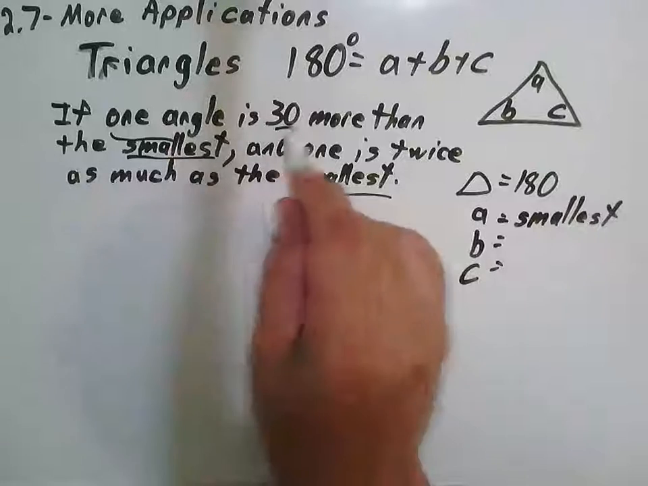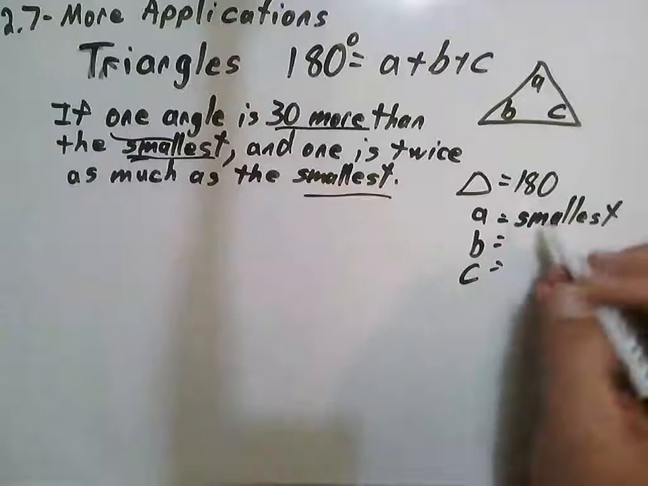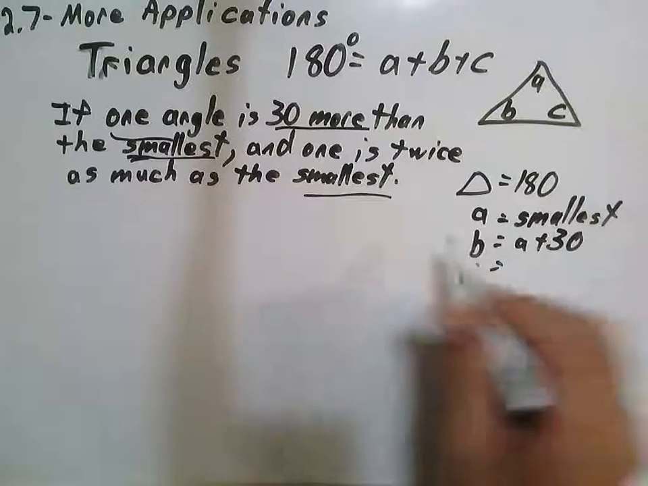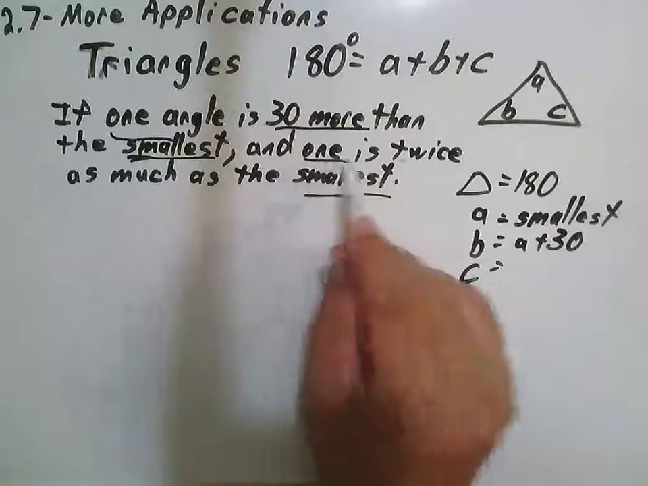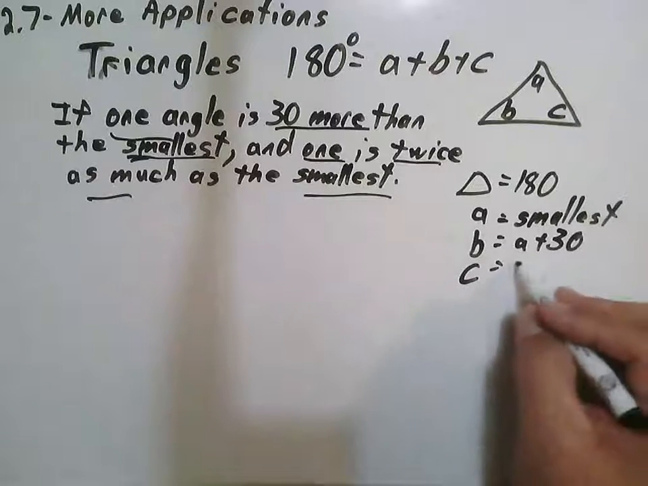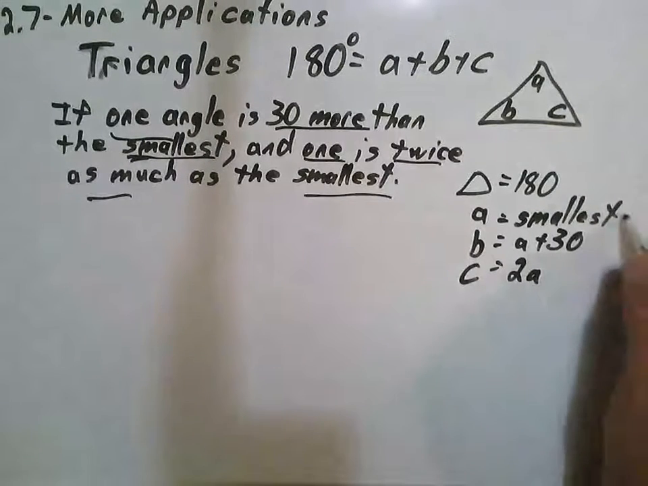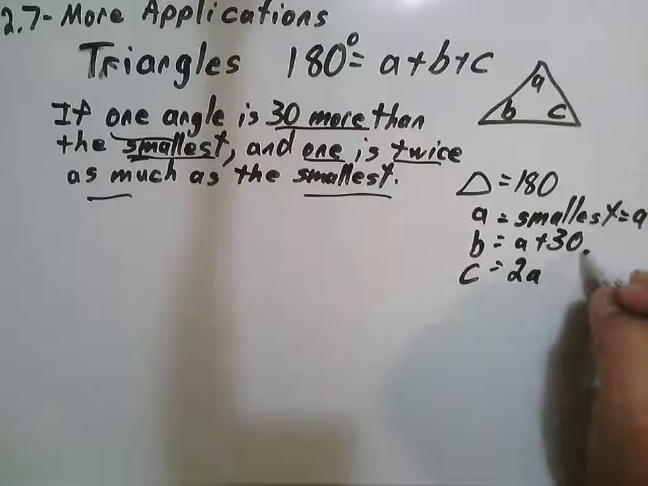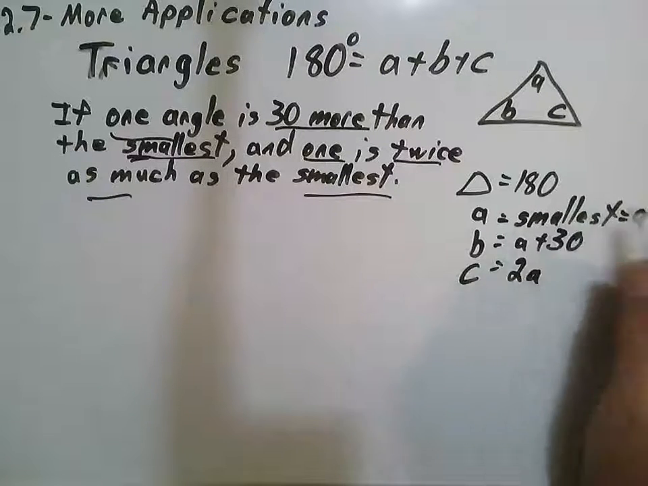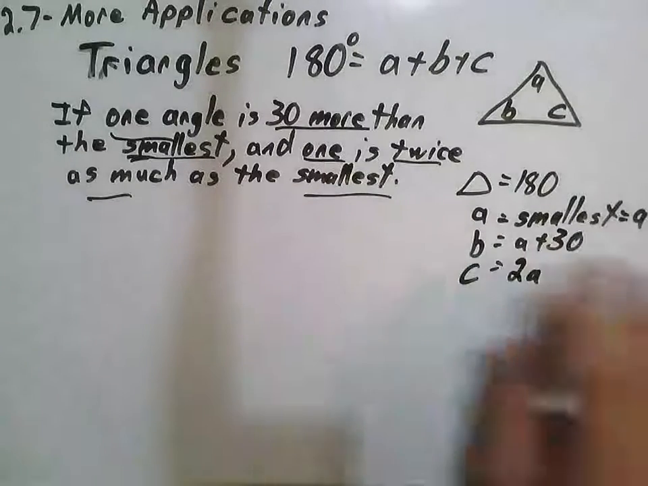If one angle is 30 more than the smallest, so I know that this one is going to be A plus 30. I could use C, but it really doesn't matter. I'm just going to kind of go in the line that they do. And then it says that one is twice as much as the smallest. So if the smallest is A, then that means this one's 2A. And notice that this one is equal to A, this one's equal to A plus 30, and this is 2A. So the only variable I have is an A. So I've removed everything but one variable. Once you've done that, you can solve it.